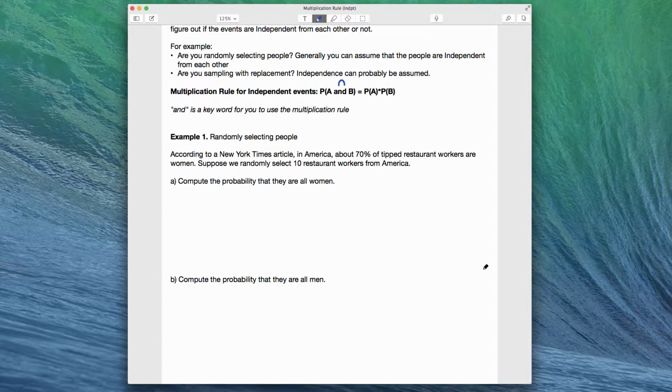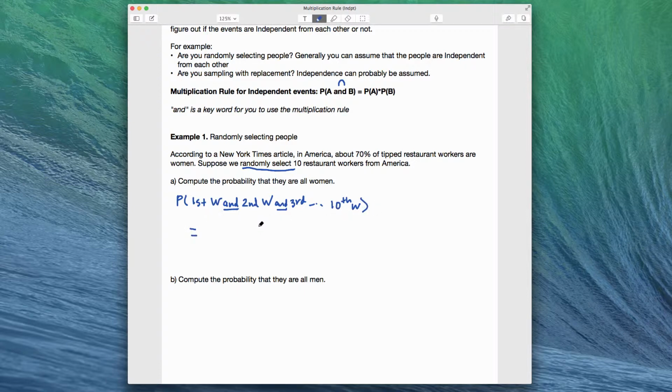So the first one is a woman, and the second one, and a third, all the way up to the 10th. So that keyword "and" is telling us multiplication. And also we are randomly selecting the women, so we know we can use independence. So we're trying to find the probability that the first person is a woman and the second is a woman and the third, and I could keep on going all the way until we get the 10th person to be a woman, because that's what the question asks.